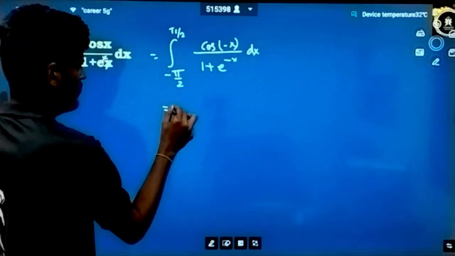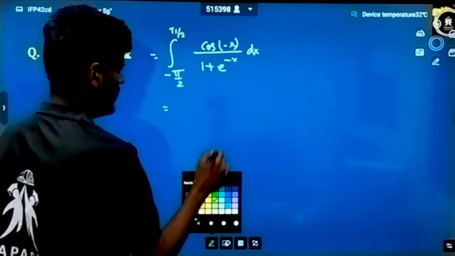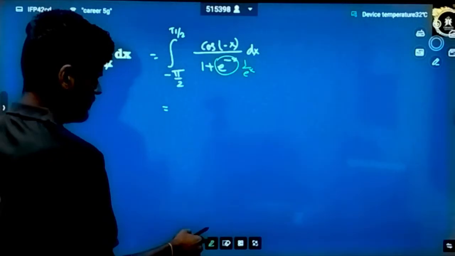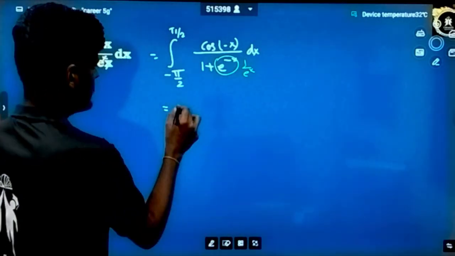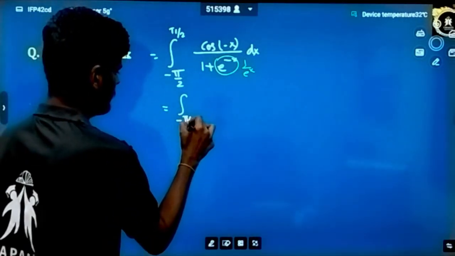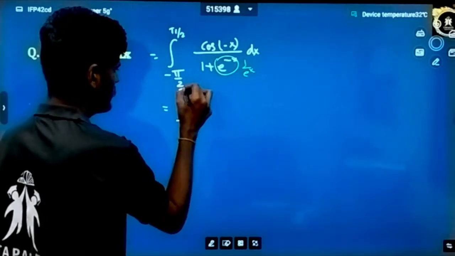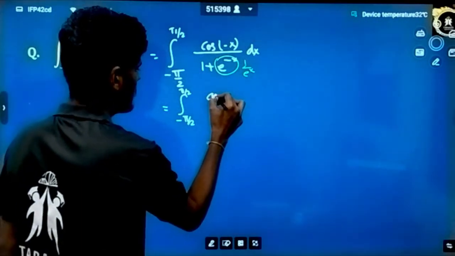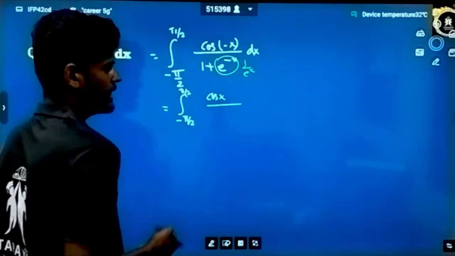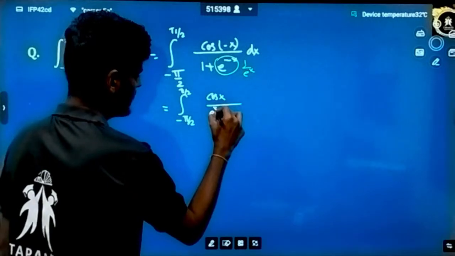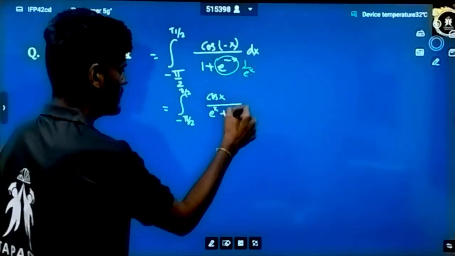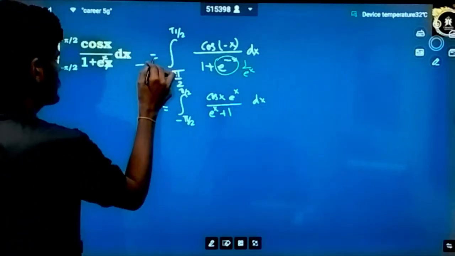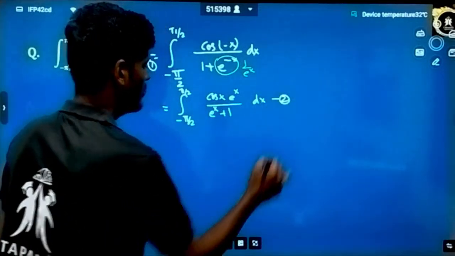Okay, next what we need to do: what is e power minus x? E power minus x is nothing but 1 by e power x. That means when we take LCM, we will get the integral between minus pi by 2 to pi by 2, cos of minus x is cos x, divided by e power x plus 1. When we take LCM, we get e power x plus 1 divided by e power x, and that will go to the numerator, dx. Okay, now this is the question 1 and this is 2.